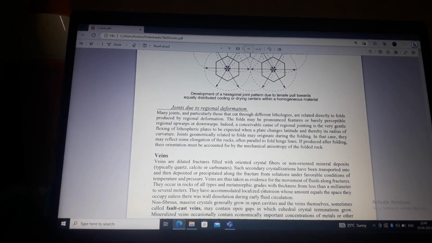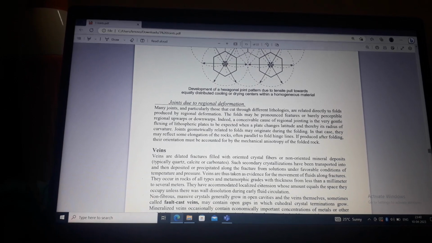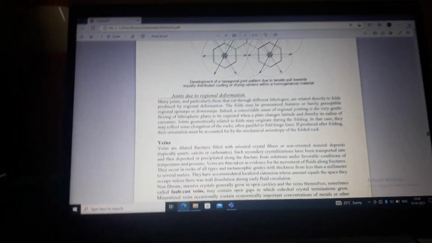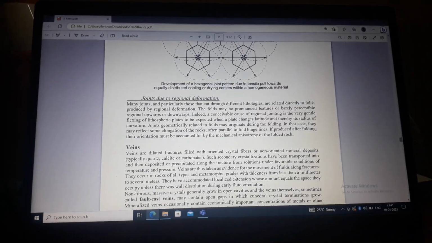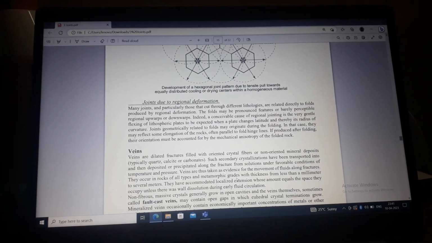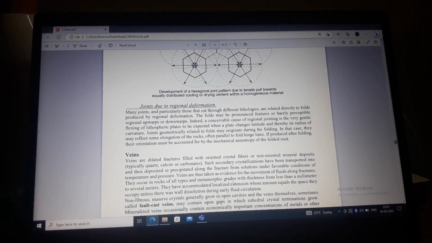Joints due to regional deformation. Many joints, and particularly those that cut through different lithologies, are related directly to faults produced by regional deformation.